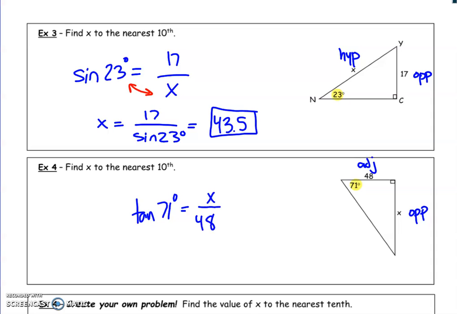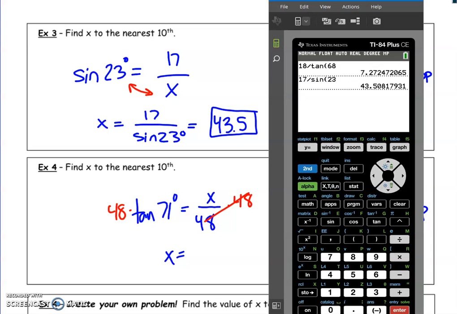Well, if you notice here, we're mixing it up a little bit. This is the type of equation we did yesterday. So I'm not going to do the same thing I did in example 3 or 2 or 1. Now my x is up high, so here's the work you would show. When x is up high, you multiply. I will multiply both sides of the equation by 48, so it cancels with that 48, just gives me an x all by itself. Then on my calculator, I type in 48 tangent 71. And that gives me 139.4.